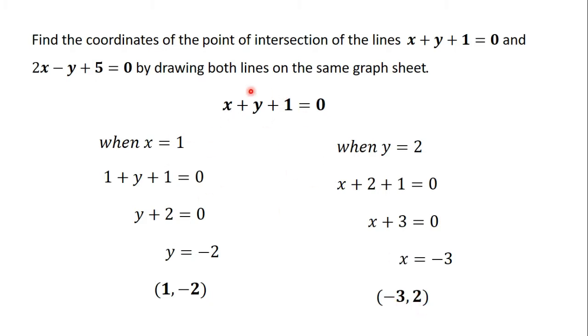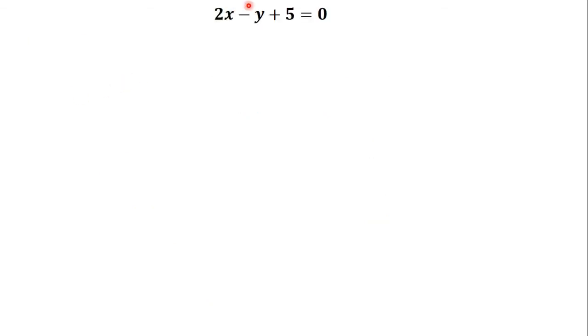So we now have 2 points that fall on this line. We can plot them on the graph sheet to draw the graph of this line. But in this question, we are drawing 2 lines on the same graph sheet. So you will need to find the points for the second line. The equation for the second line is 2x minus y plus 5 is equal to 0. We are going to do the same thing as we did for the first line. So we will need 2 points that fall on this line.